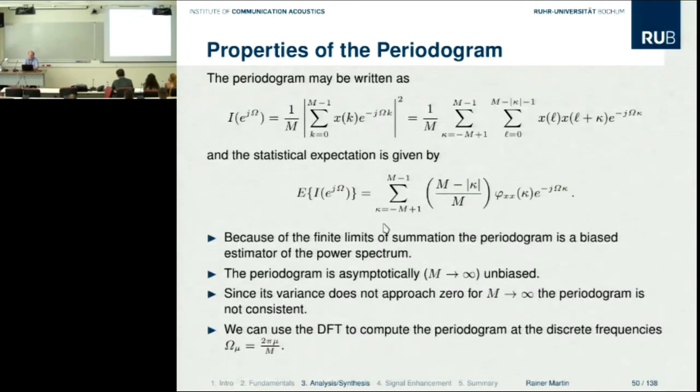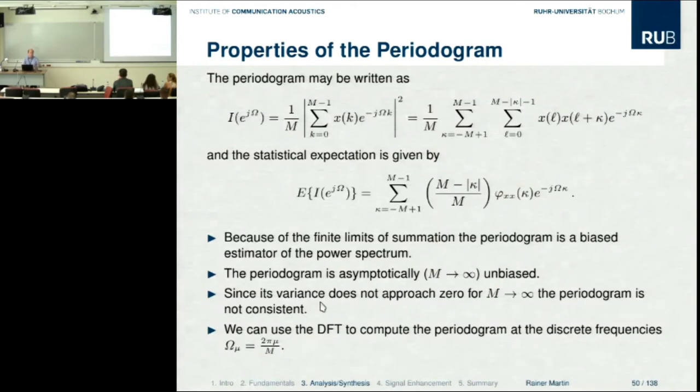So because of these finite limits of summation, whenever you use the DFT, you have only a finite set of data. The periodogram is a biased estimator of the power spectrum. The periodogram is asymptotically unbiased if you let M, so the DFT length, go to infinity. But unfortunately, the variance, any estimator also has a variance, does not approach zero if you use long chunks of data. So the periodogram is not a consistent estimator of your power spectrum.